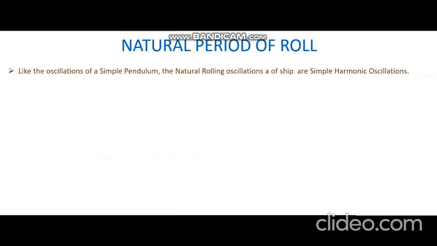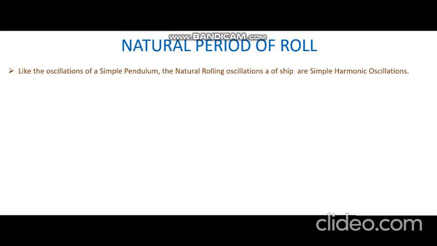Now, this natural period of roll is whatever time the ship takes to complete one roll. We have just defined what one roll is. Now, like a pendulum, the ship's natural rolling is also simple harmonic in nature. So they follow the principles of simple harmonic oscillations.